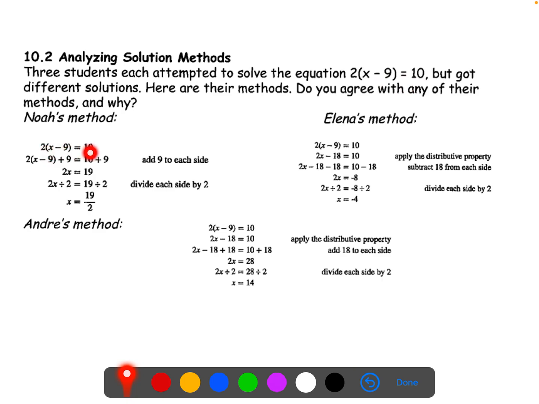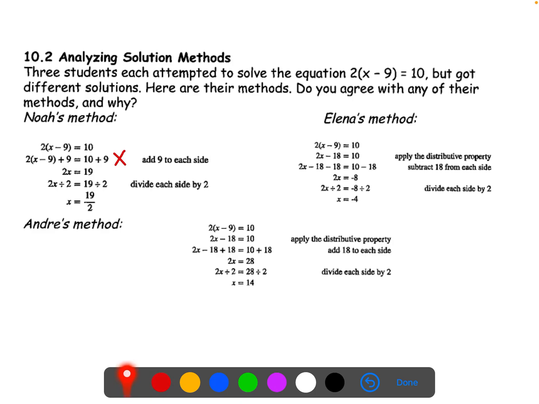So he starts off with the equation, says he adds 9 to each side. Okay, and we can see that here. Right away, there's a problem. You can't add 9 to each side because we're not canceling out a minus 9. What we're canceling out is 2 minus 9s. So that's not going to get rid of the quantity that we need to get rid of. That is a wrong step right there.